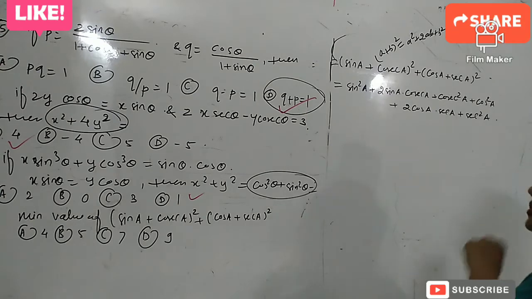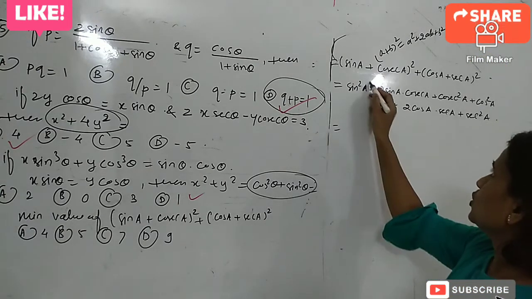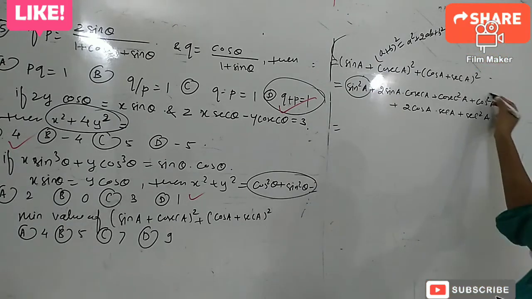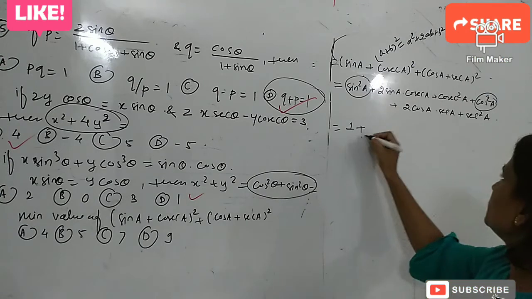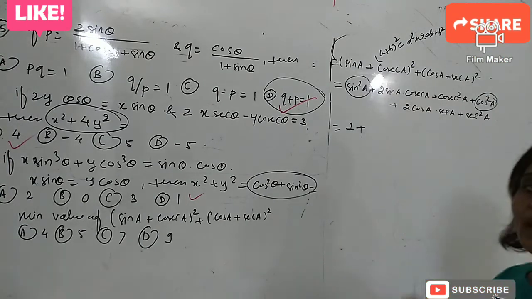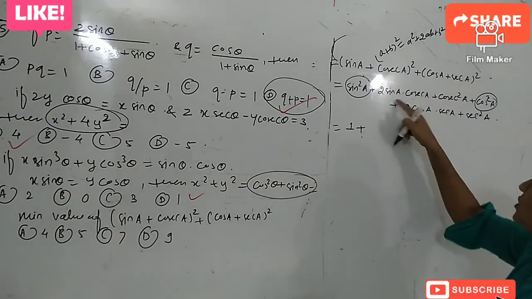Okay, and just put the numerical value as possible. So this sin square A plus cos square A, this value is 1. So I am just putting here 1. And this sin and cosec are the inverse function of each other. So this product is 1.